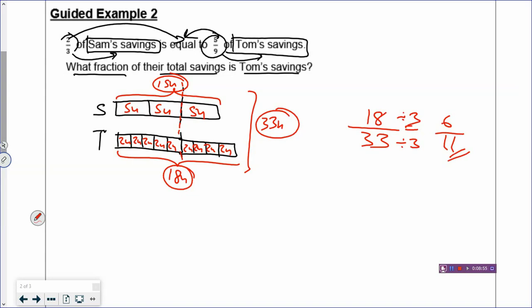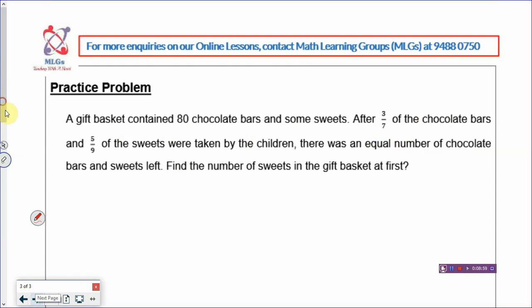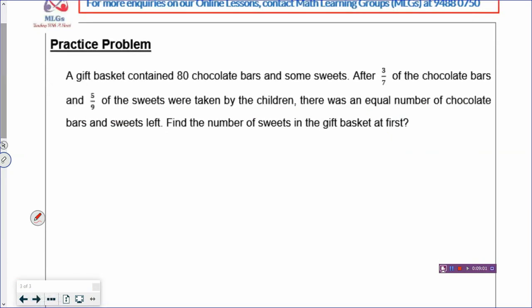Okay, let's go to number 3 now as our practice problem, and I will give you about 10 minutes to look at this problem and try to draw out the model. Try not to look at the previous example because every problem is different. You will see different models for different kinds of problems. Alright, your time starts now.